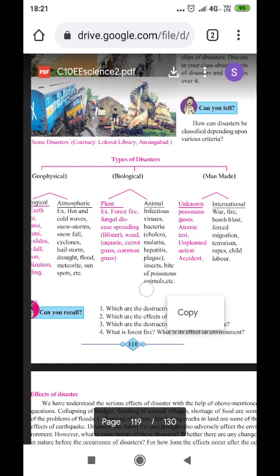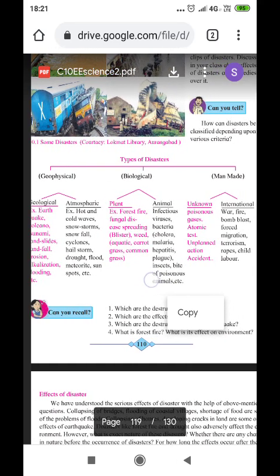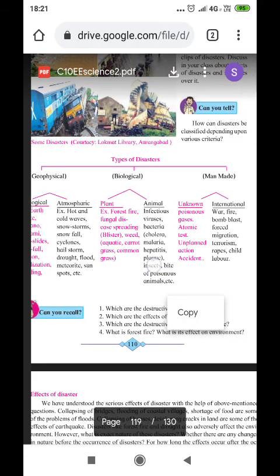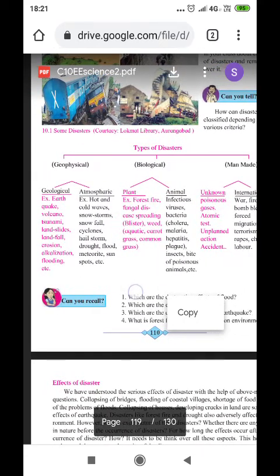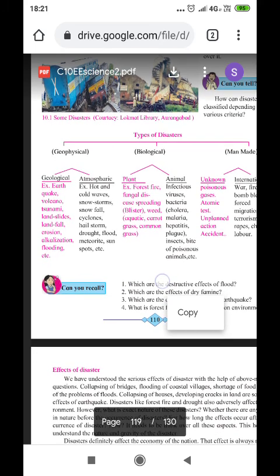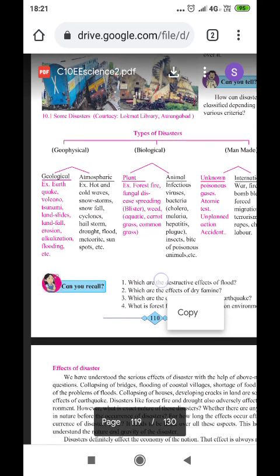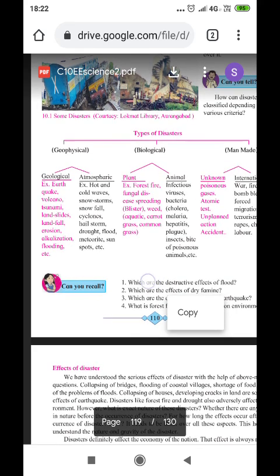Now, disasters are classified into three: geophysical, biological, and man-made. Now, what is geophysical? For example, geological: earthquake, volcano, tsunami, landslides, erosion, alkalization, flooding, etc. Atmospheric: hot and cold waves, snowstorms, snowfall, cyclones, hailstorm, drought, flood, meteorites, sunspots, etc.